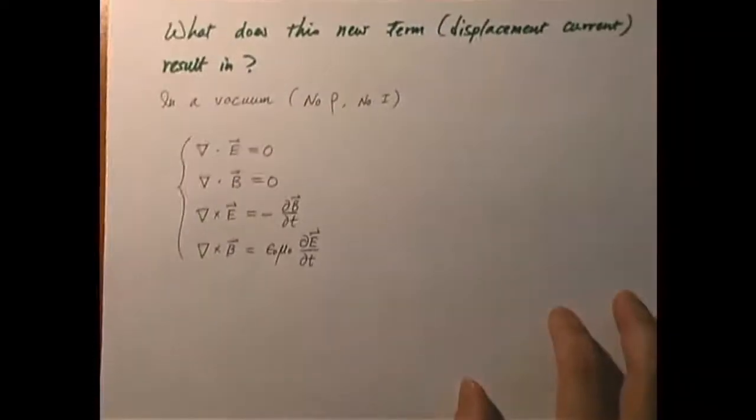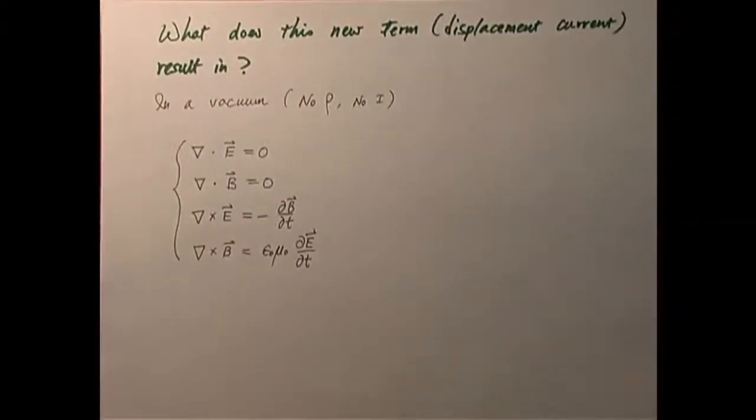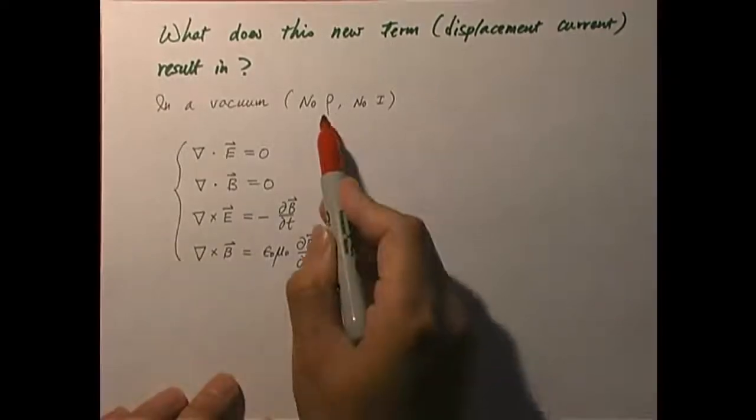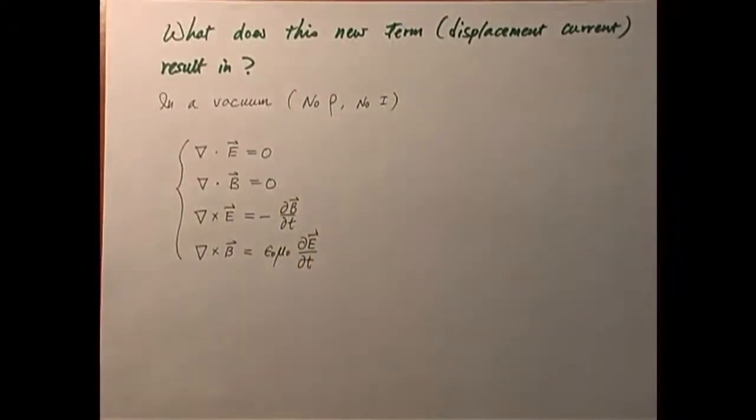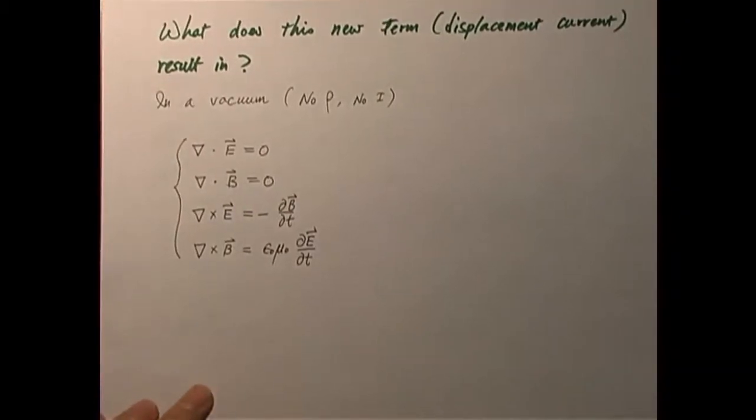Okay, let's see. For simplicity, let's consider the case of an electromagnetic field in a vacuum. Vacuum means there is no presence of any charge. No current, no charge, just nothing. There's no charge anywhere, no source, no rho, no I. How does one write Maxwell's equations in this case?